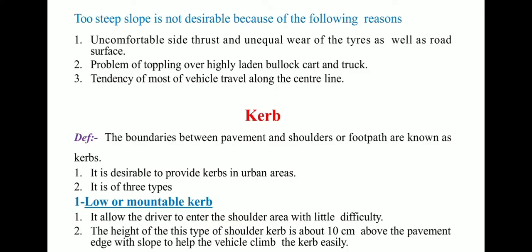So firstly, low or mountable curb. It allows the driver to enter the shoulder area with little difficulty. Means there are some space provided between two curbs. Then the height of this type of shoulder curb is about 10 cm above the pavement edge with slope to help the vehicle climb the curb easily.